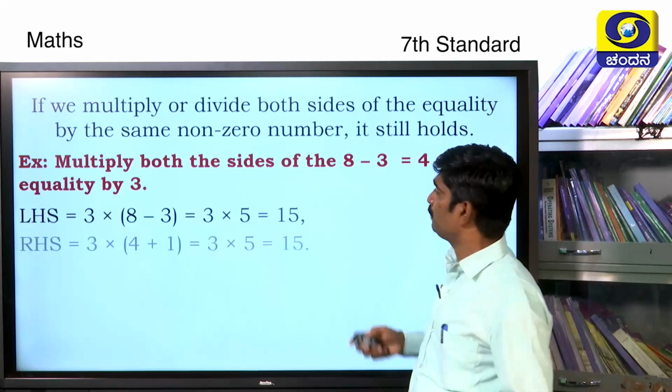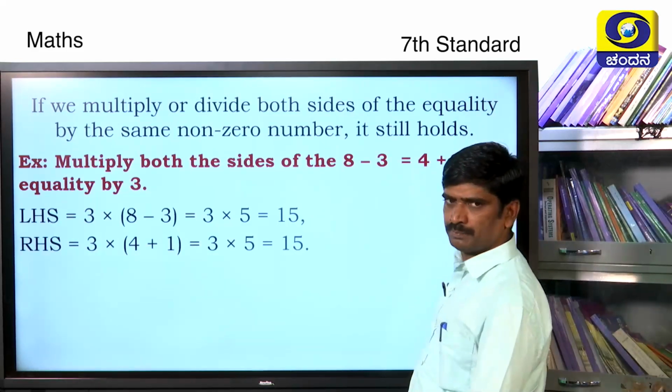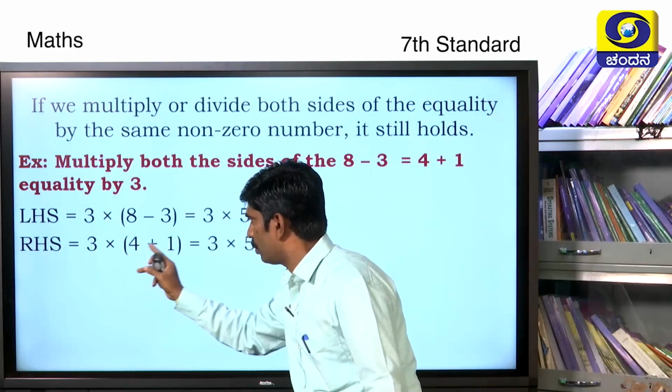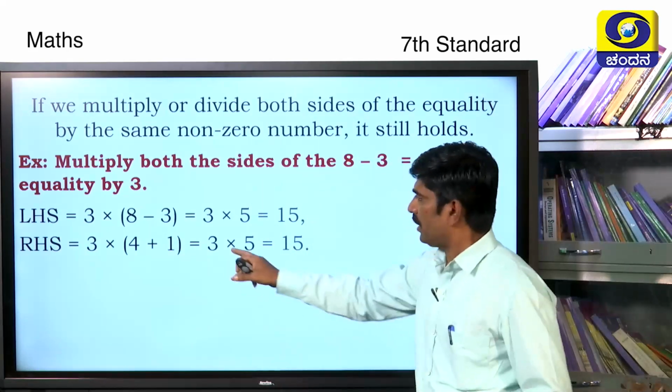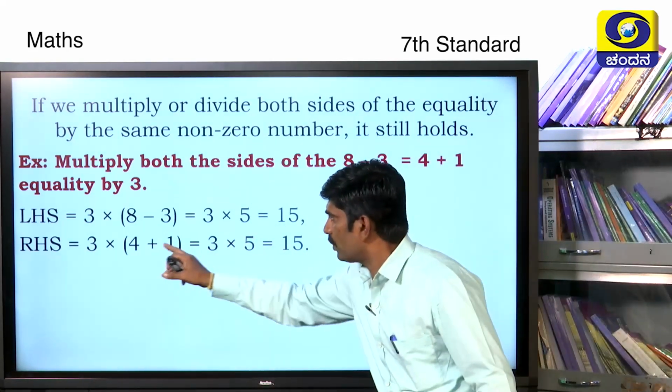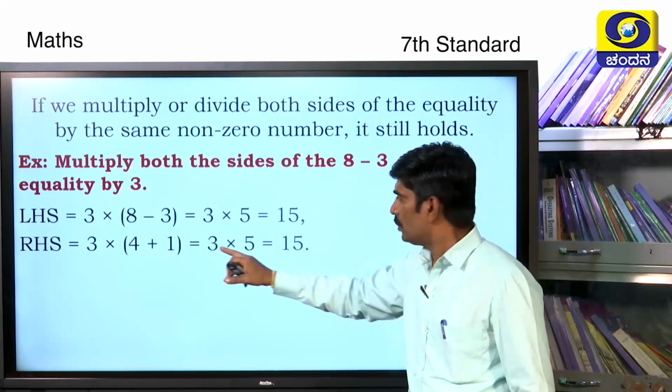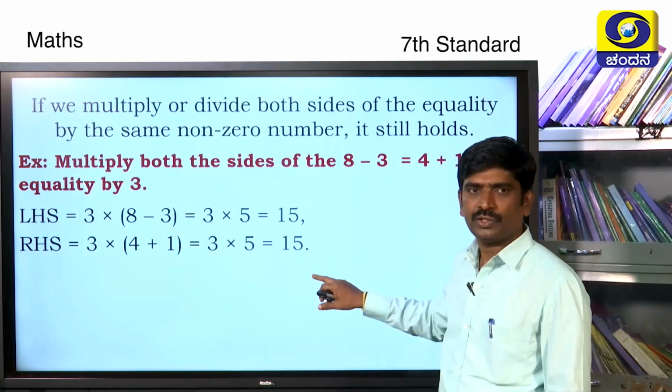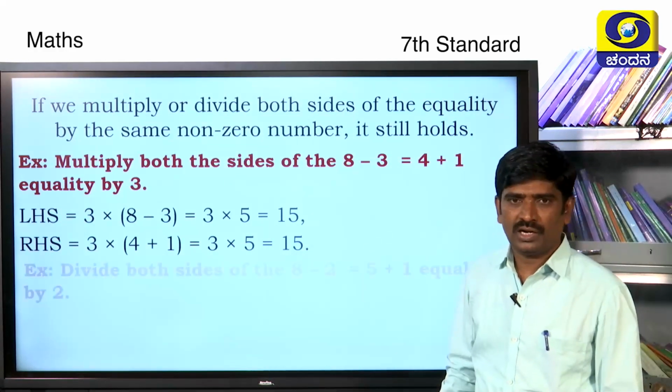Next RHS. In RHS, 4 plus 1. Therefore, 3 into 4 plus 1. 4 plus 1 is 5. 3 fives are 15. Therefore, LHS is equal to RHS.